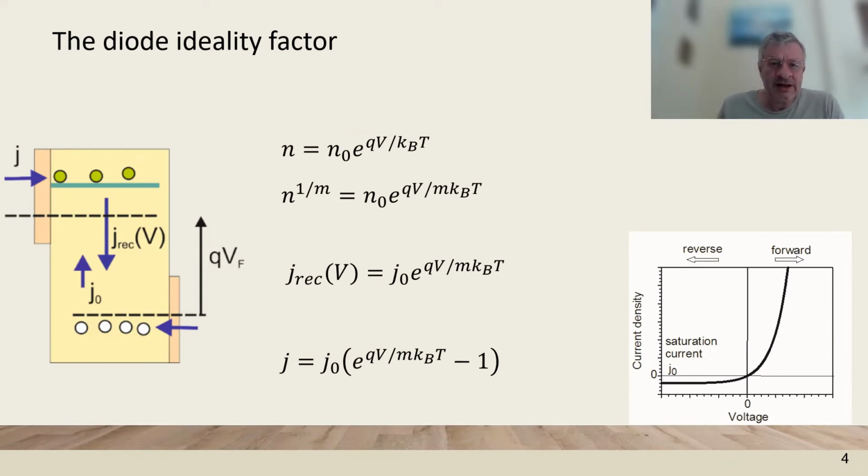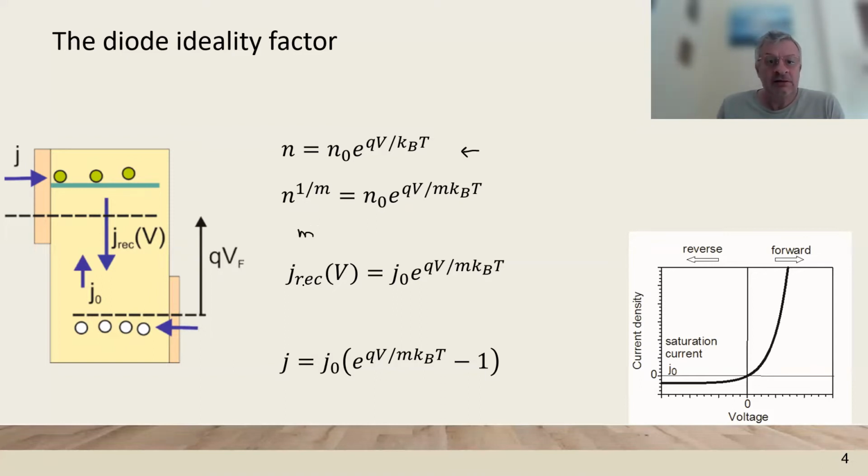Recombination is closely connected to the diode equation of the solar cell. In this simple initial model, we have a balance of internal and external fluxes, and there is the recombination current, which depends on the voltage, because the density of minority carriers depends on the voltage, like the Boltzmann expression. But in general, we can use a recombination order, which is 1 over m. And this number m is the diode ideality factor.